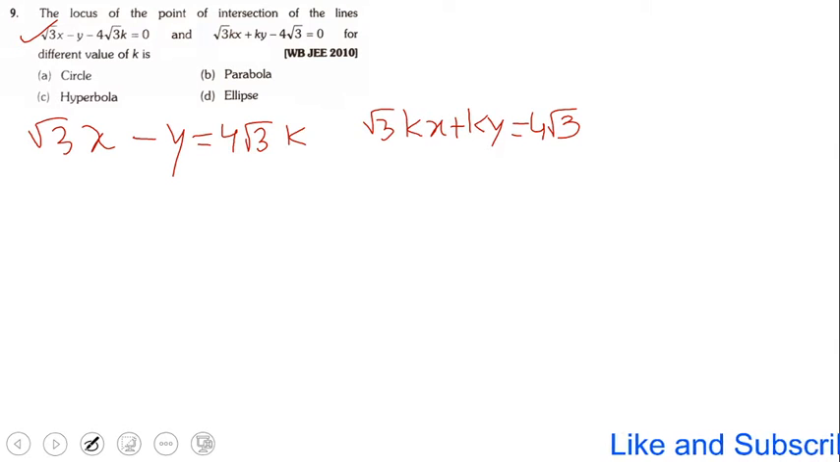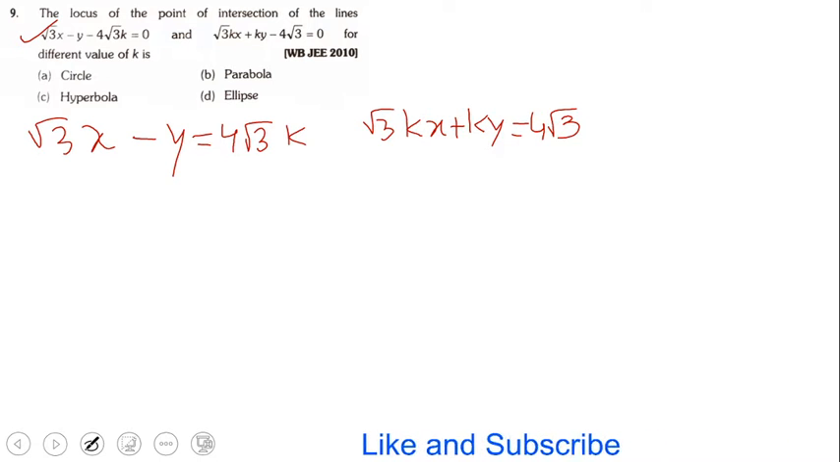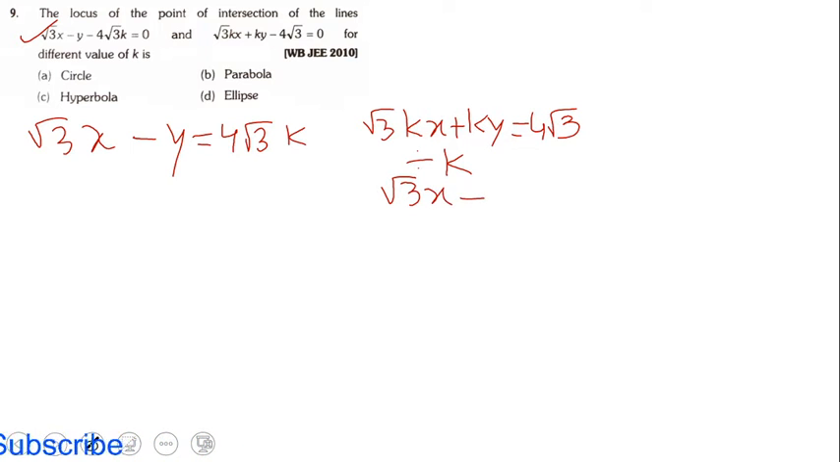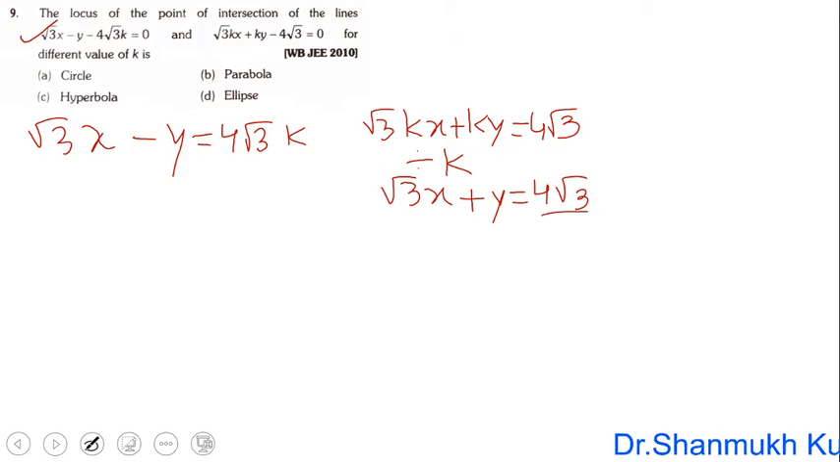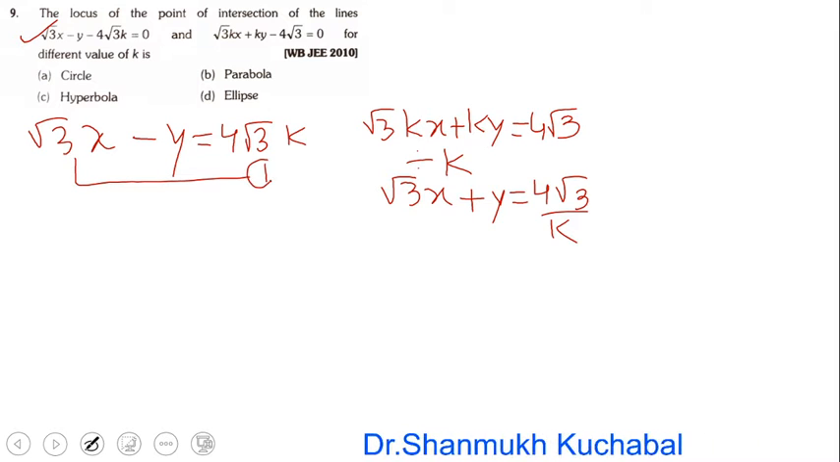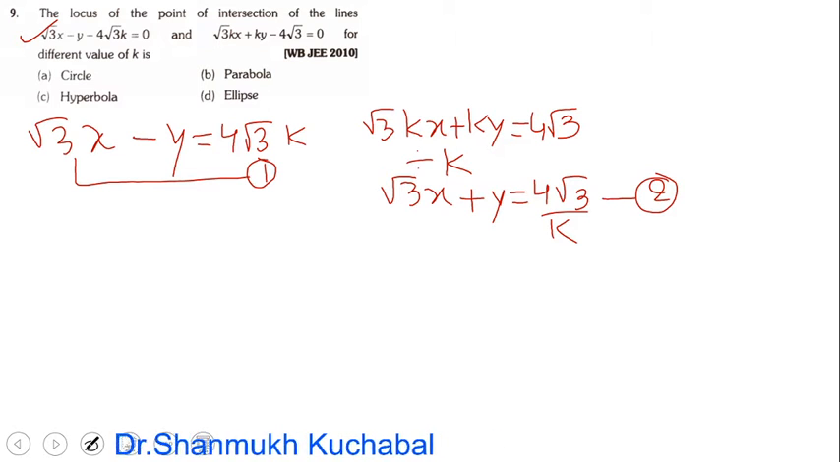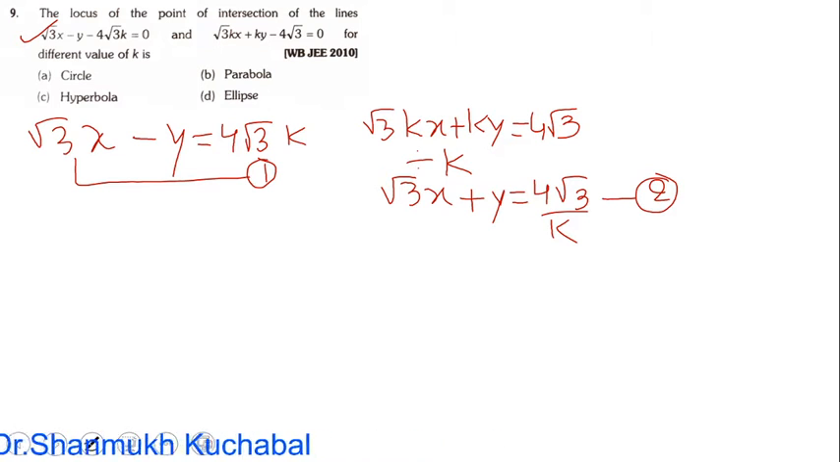We will take k common from the LHS and transport it to the RHS, or simply divide the entire equation by k. Dividing by k, we get root 3 x plus y equal to 4 root 3 divided by k. So this is our first equation and this is our second equation. These two equations we have to multiply, LHS by LHS and RHS by RHS.